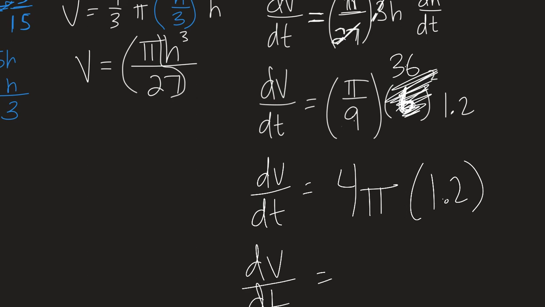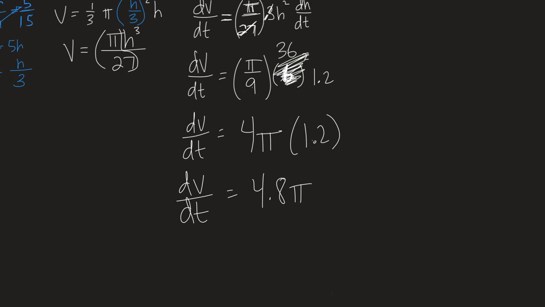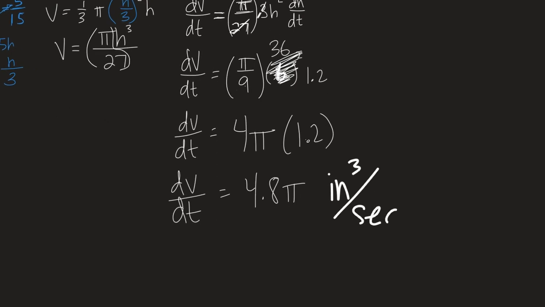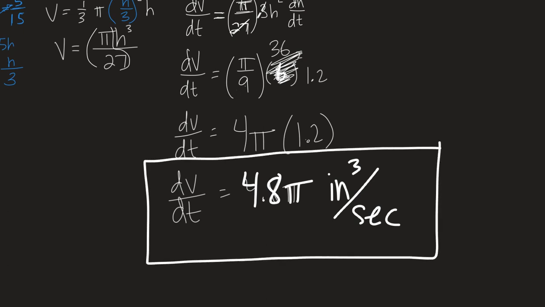So 4 times 1.2, let's do that and leave it with pi. That's 4.8 pi. Let's see what our units are. Inches, so this is volume, so cubic inches per second. Wow, that seems like a lot. But who am I to judge? So the volume is increasing at a rate of 4.8 pi cubic inches per second.